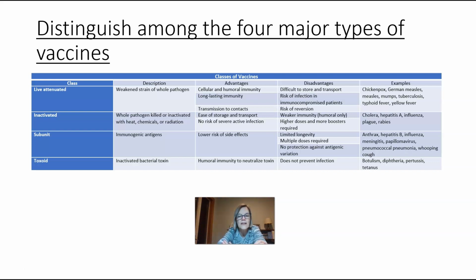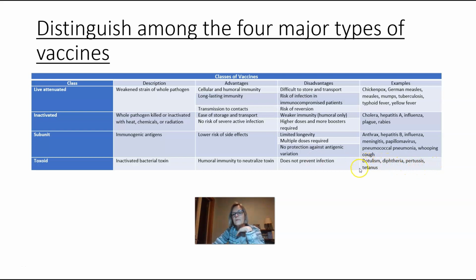But some bacteria, when they infect our bodies, it's not the bacteria that make us sick, it's the toxin. And so what they do is they inactivate the toxin so it doesn't make you sick. But you are able to produce an immune response to those toxins. The disadvantage, though, is they don't stop the bacteria from infecting you. They just stop the toxin that the bacteria makes from making you sick.